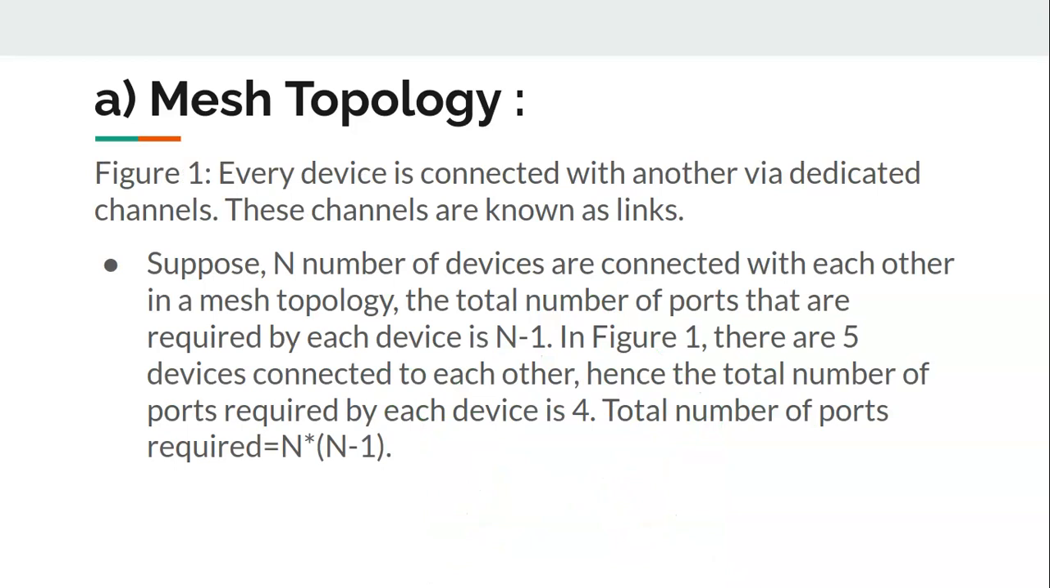So suppose n number of devices are connected with each other in a mesh topology. The total number of ports that are required by each device is n minus 1. In figure 1, there are 5 devices connected to each other, hence the total number of ports required by each device is 4.